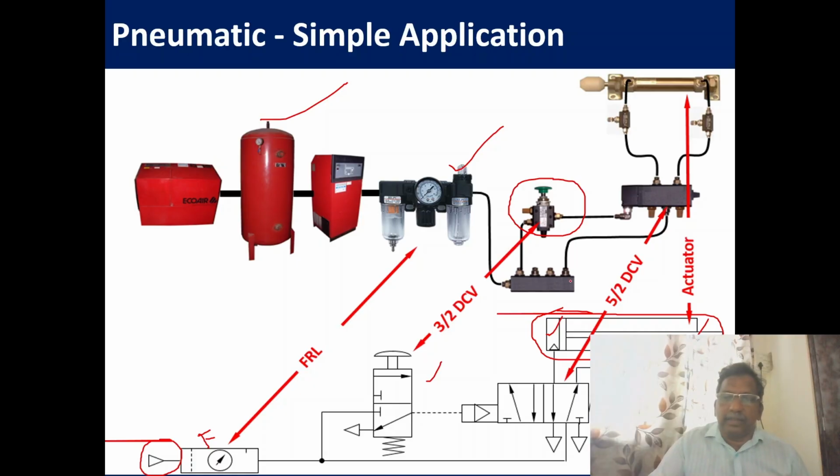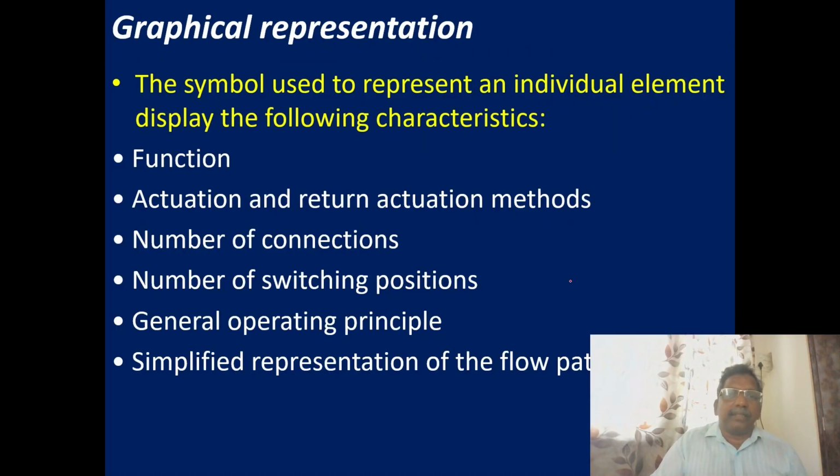Okay, basic pneumatic. So be thorough in these components. Now we can go for the representation: how we represent the valves, cylinders, and whatever components are available in the system. The symbol used to represent an individual element displays the following characteristics: the function, actuation methods, number of connections, and number of switching positions.